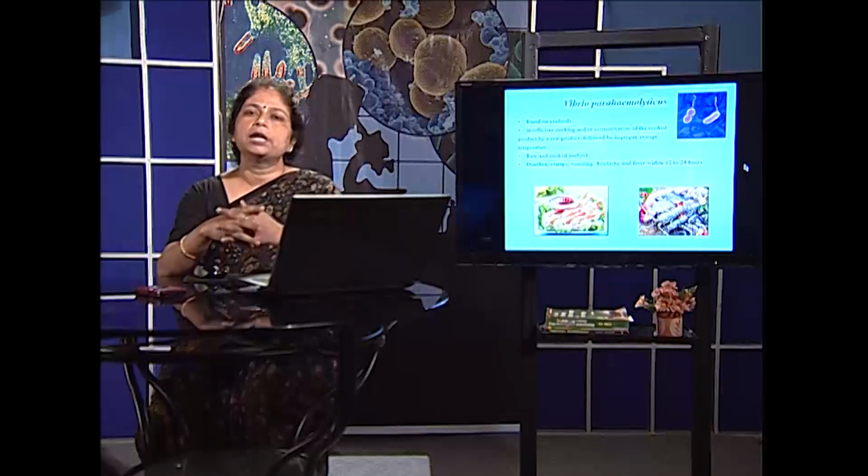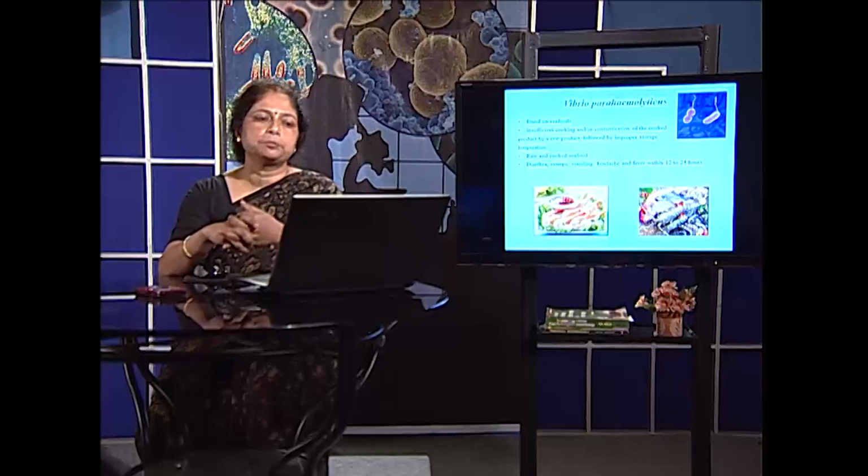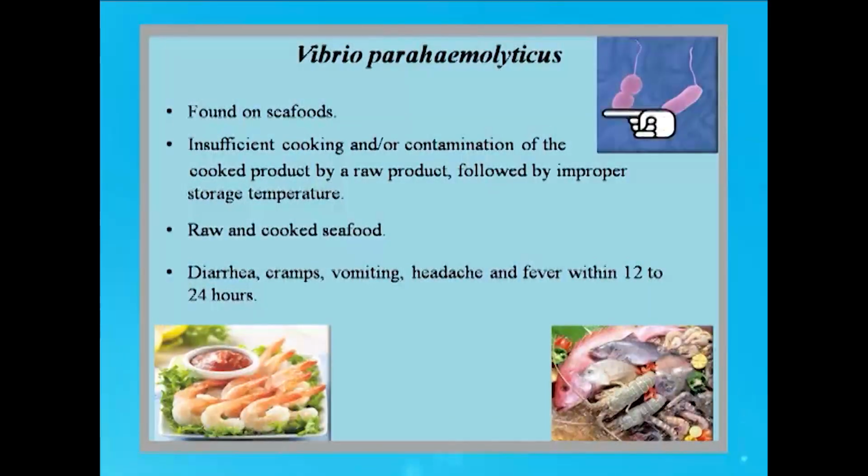Vibrio parahaemolyticus is another bacterial species which is found in seafoods and causes food poisoning. Here we find that the raw and the cooked seafood may show the presence of this Vibrio parahaemolyticus. We have the symptoms of diarrhea, cramps, vomiting, headache and fever which can last for many hours. However, the symptoms appear within 12 to 24 hours.